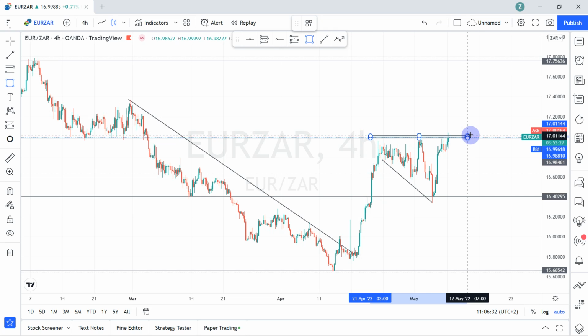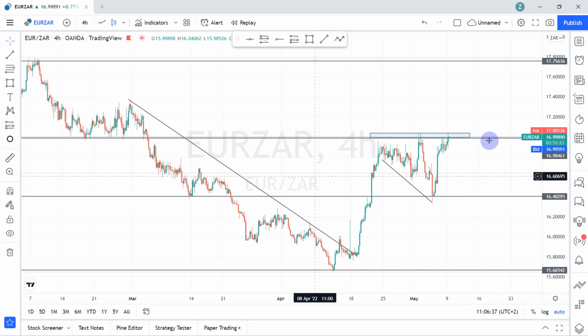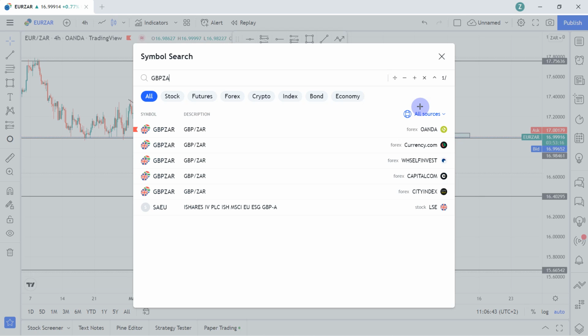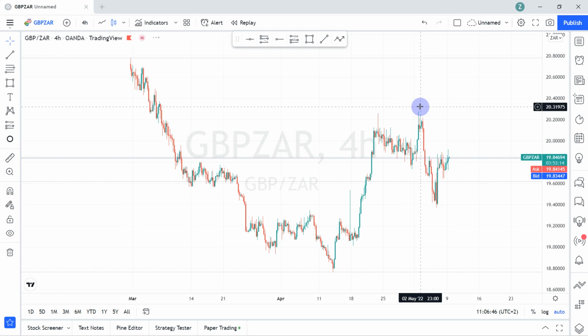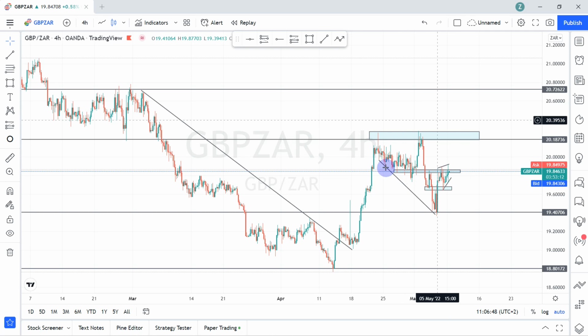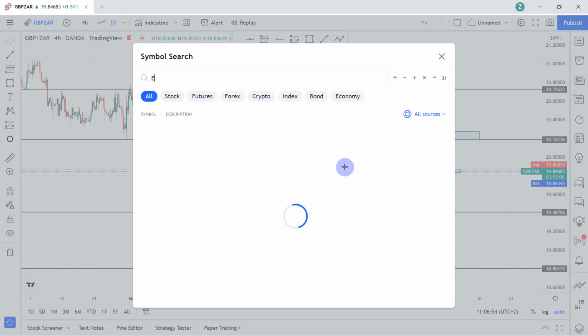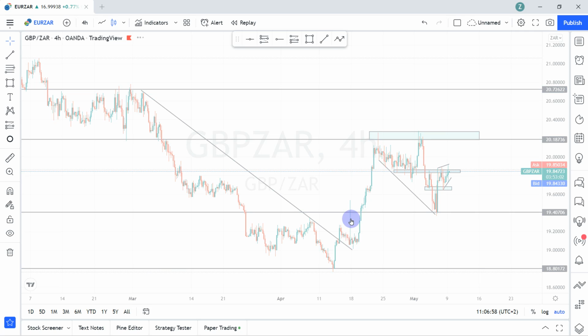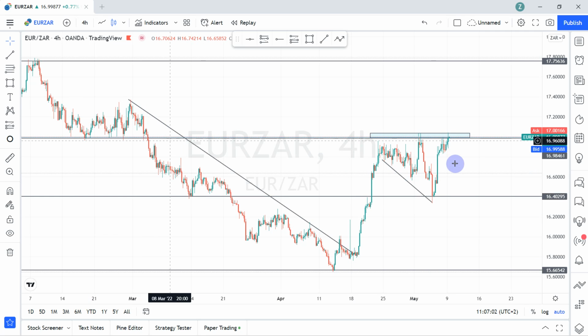So this is basically almost the same as the GBPCAD. Look at this, look at this. Then we go to GBPZAR. You would see that these are similar. Look at this. And if you see this large weak rejection, you would also see it on the EURZAR pair. Get this weak rejection also. And it was also selling. So these pairs are like similar pairs. So if you're looking for buys on one of these pairs, you should look for buys on all the three pairs.